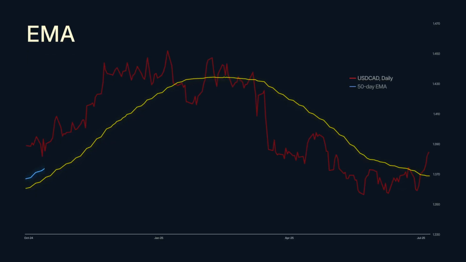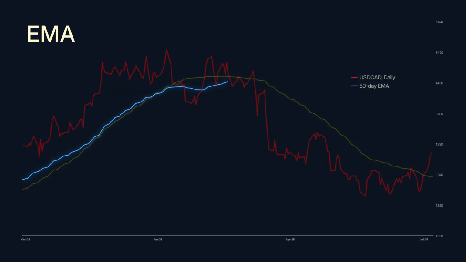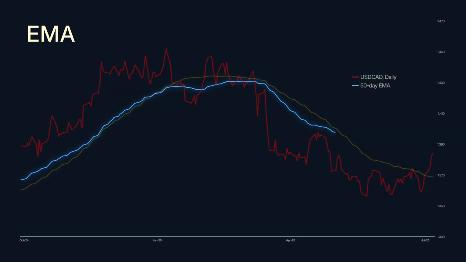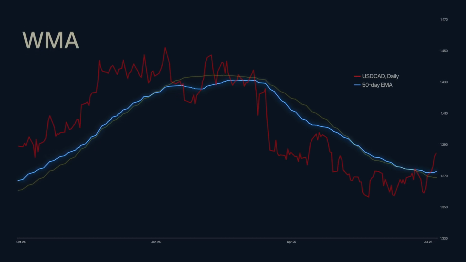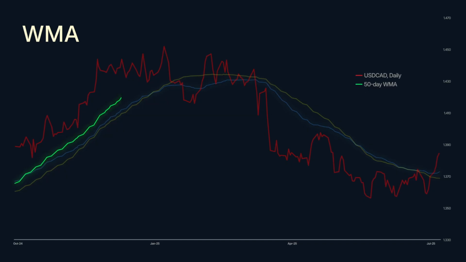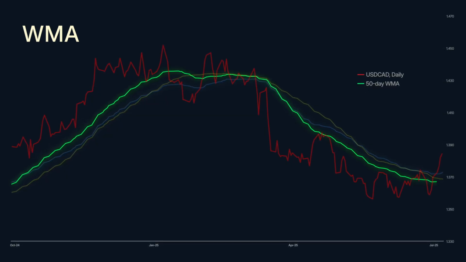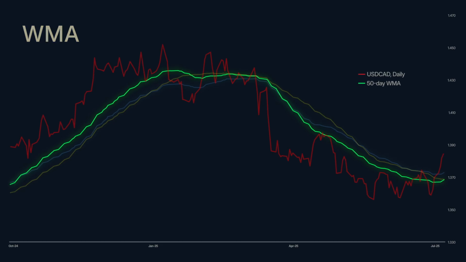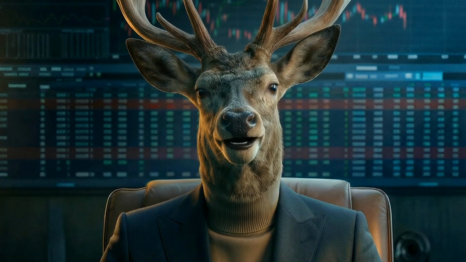EMA stands for exponential moving average. It's similar, but gives more importance to the most recent prices. That makes it quicker to respond to price changes. WMA, weighted moving average, is the most sensitive of the bunch. Each price gets a specific weight. The newer the price, the more important it is. It's a bit tricky to configure, so we'll skip it for now.